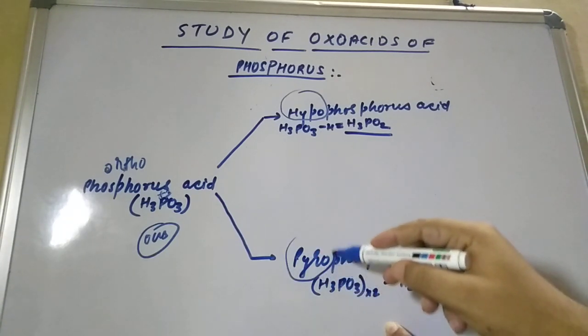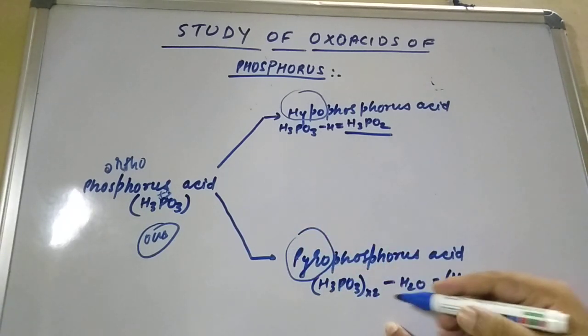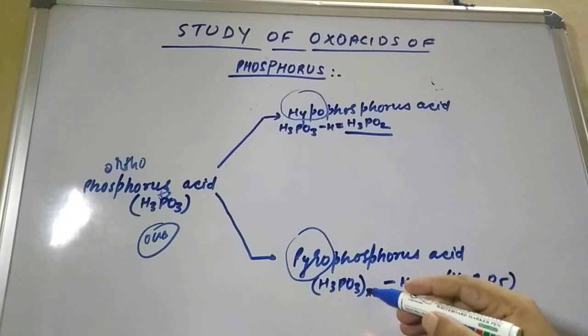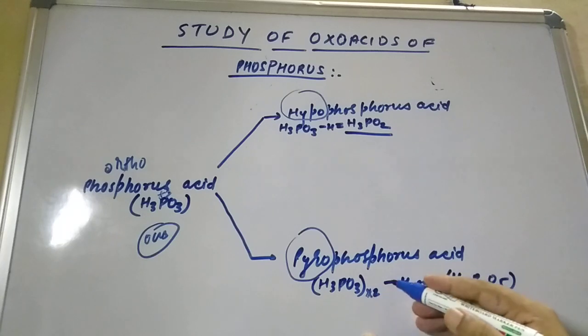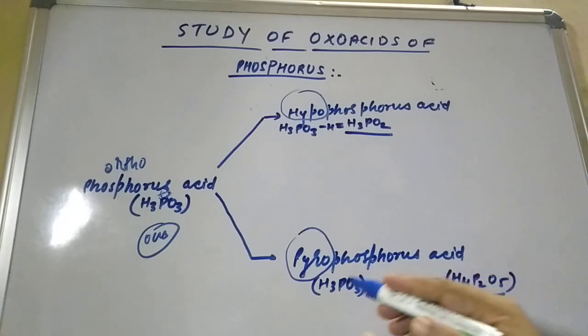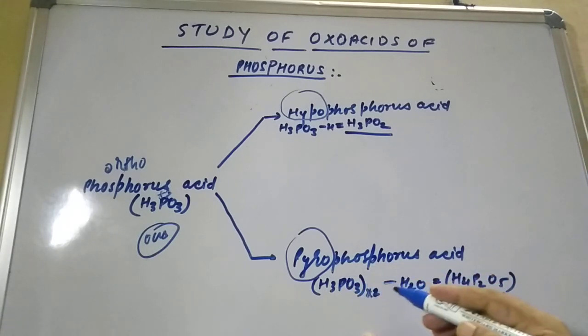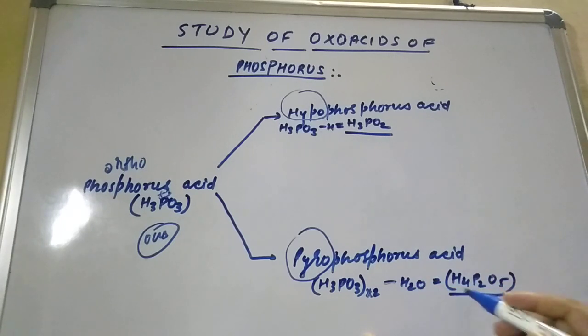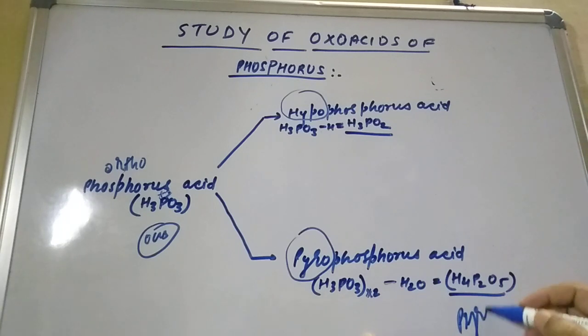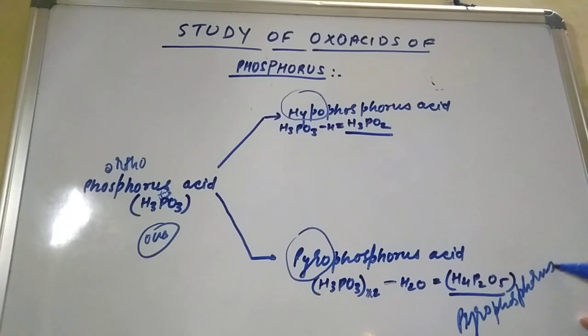The next one is pyrophosphorus acid. What is the meaning of pyrophosphorus acid? If from two molecules of phosphorus acid you remove a water molecule, the acid formed is pyrophosphorus acid.